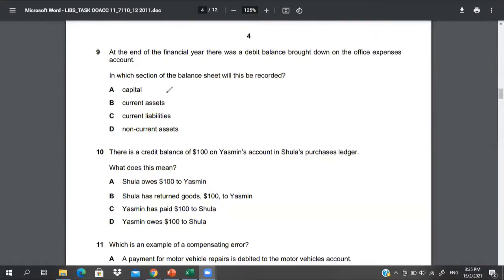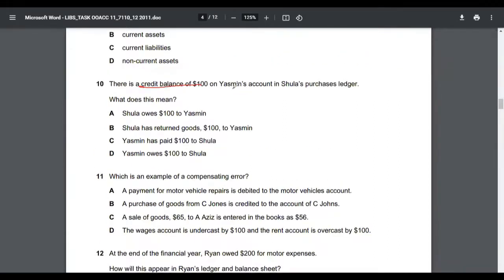Multiple choice 10. There's a credit balance of $100 on Yasmin's account in Shula's purchase ledger. So this is basically telling you that Yasmin is accounts payable or trade payable for Shula. What does this mean? You need to understand what this statement basically means. Having $100 on Yasmin's account in Shula's book, Shula owes $100 to Yasmin.